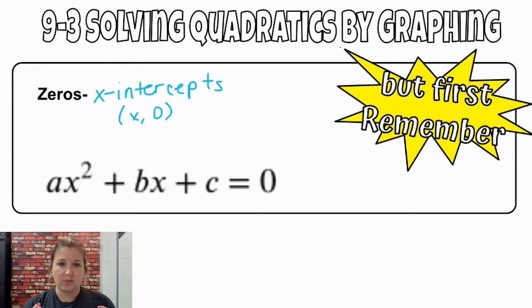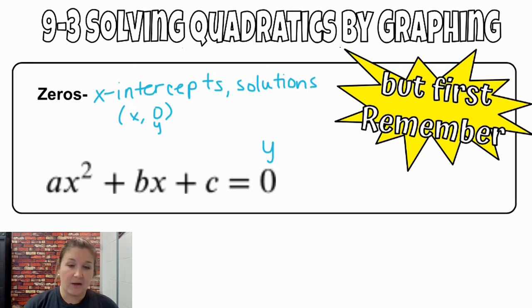So if I have a coordinate point, x comma y, when I write an x-intercept, it's the x value, and then y is 0. If you'll notice here, if I were to replace 0 in my standard form with y, this would be a function, y equals ax squared plus bx plus c. And you can see that that's where y is equal to 0. So zeros, x-intercepts, are also called the solutions because that's where they're graphed on the coordinate grid.